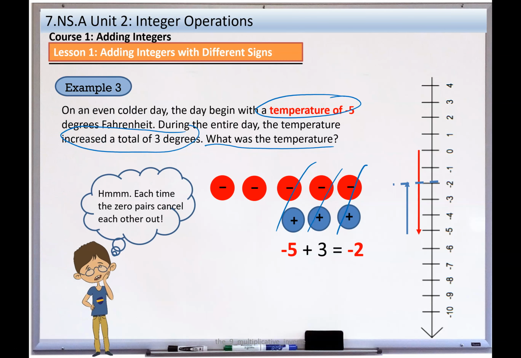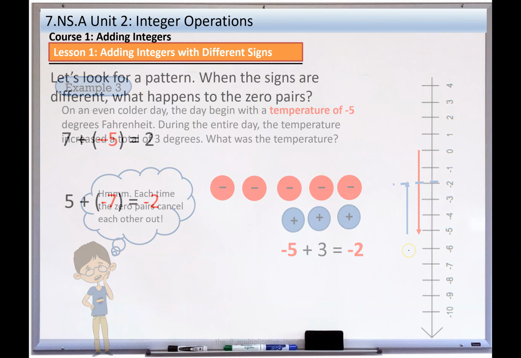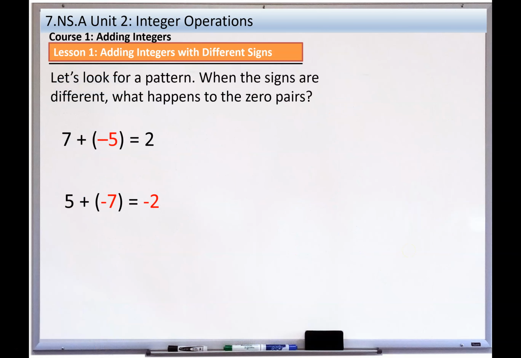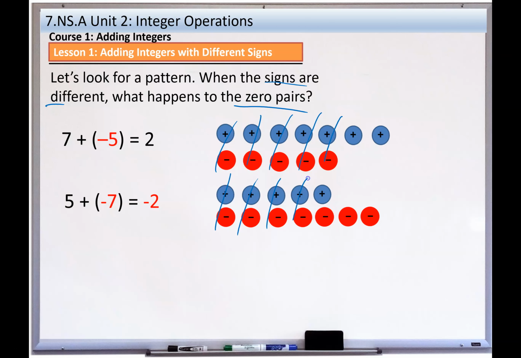And we notice that each time we add numbers with a different sign, we have zero pairs that cancel out, or we have to subtract out our zero pairs. So let's look for a pattern. When signs are different, what do we notice about the zero pairs? We have to cancel them out. Or subtract.